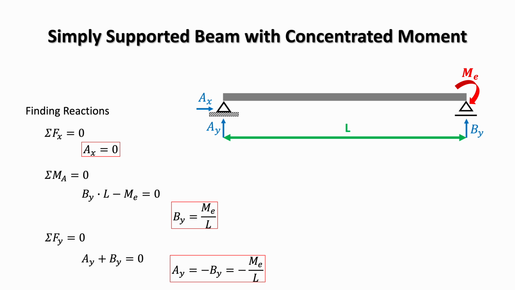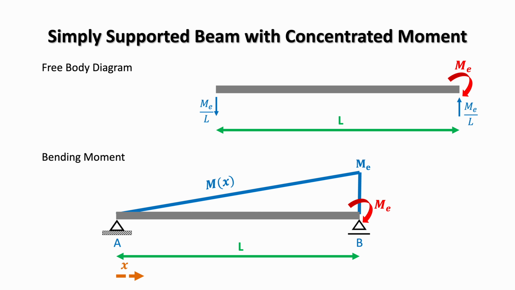With the reactions now known, we can move on to writing the bending moment expression as a function of position along the beam. We set up the free body diagram and identify the bending moment behaviour. From the previous slide, we know that the applied end moment, ME, generates equal and opposite vertical reactions at the supports, and we can draw them into the free body diagram. With this in mind, we introduce a coordinate x, which we measure from the left-hand side at support A, and we can see the resulting bending moment diagram on the lower sketch.